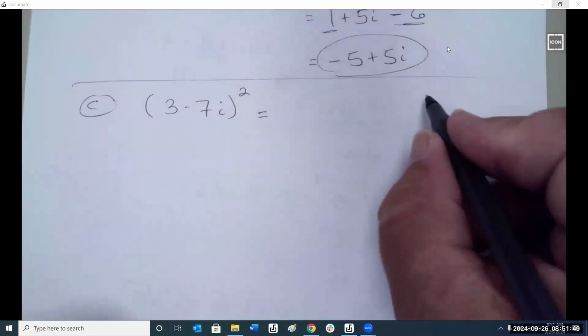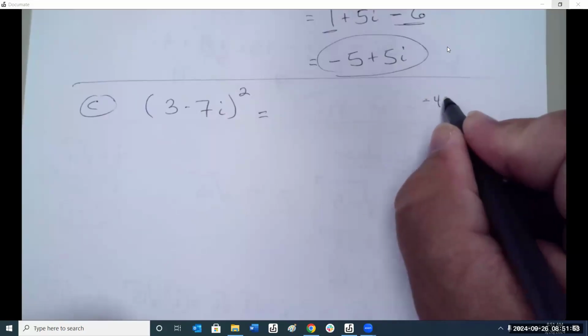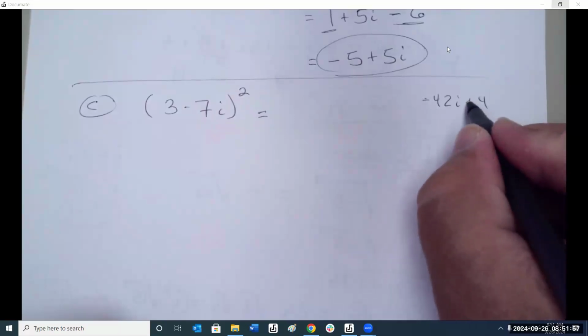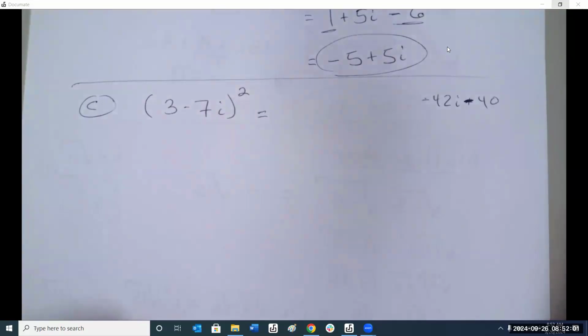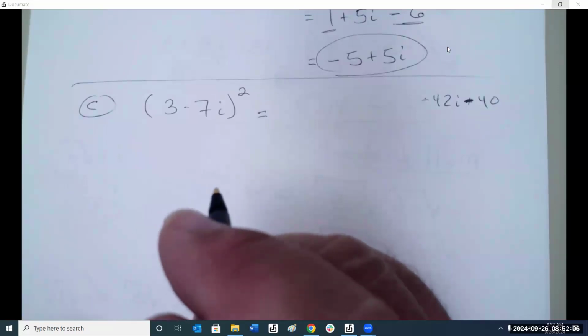What's the answer? -42i plus 4 minus 40. Yep. Let's see. Did anybody get 9 plus 49?